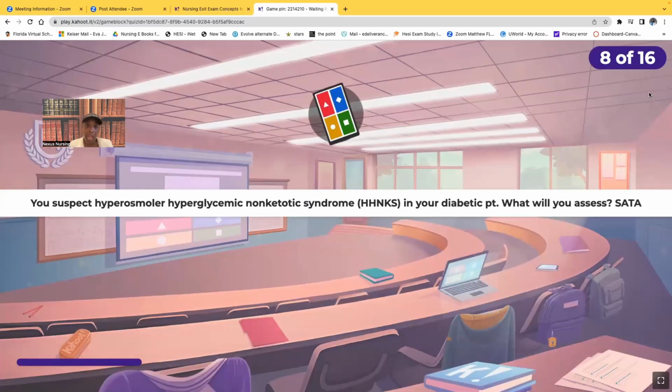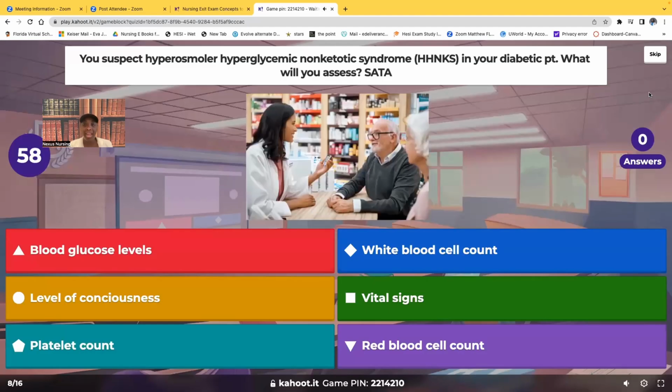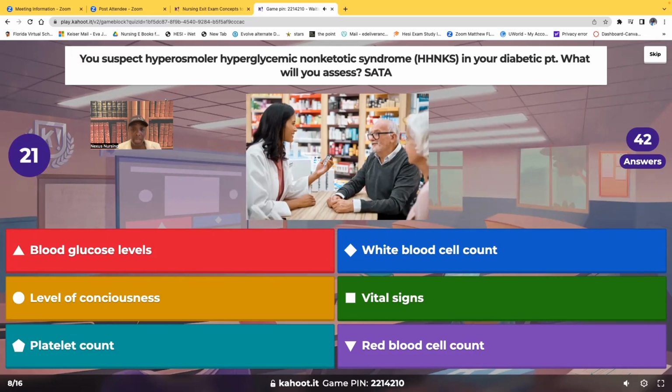Select all that apply. You suspect hyperosmolar hyperglycemic non-ketotic syndrome, HHNKS, in your diabetic patient. So what are you going to assess for? What are you going to be looking for? Select all that apply. Here are your choices: blood glucose level, WBCs, level of consciousness, vital signs, platelet count, red blood cell count.